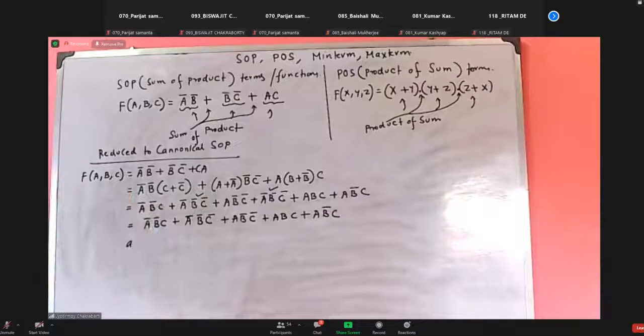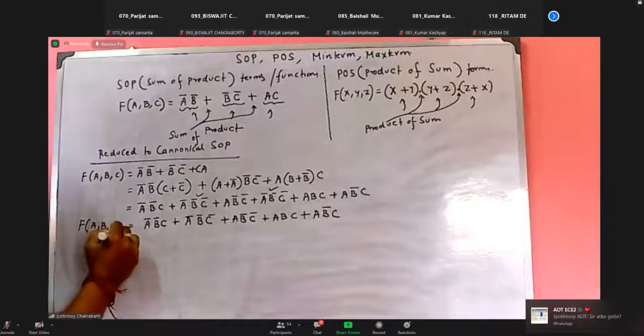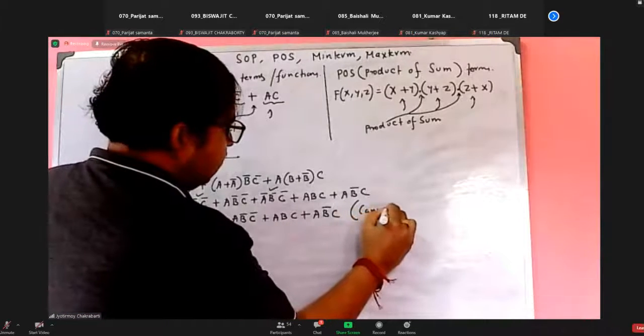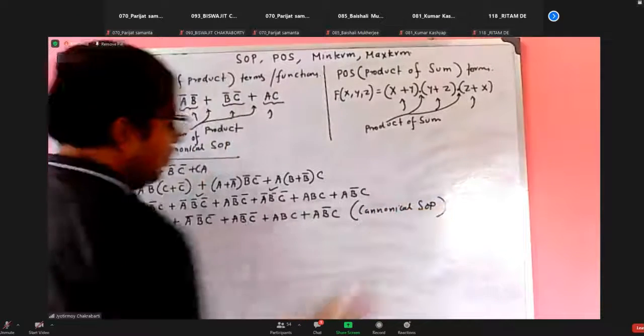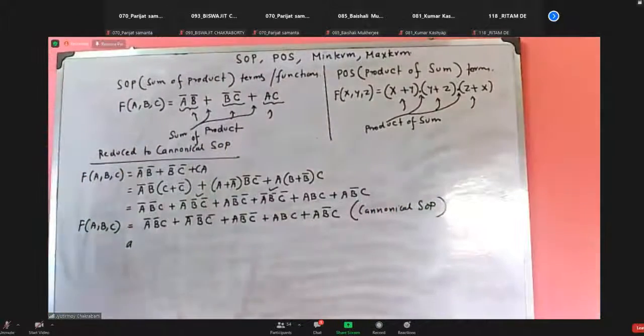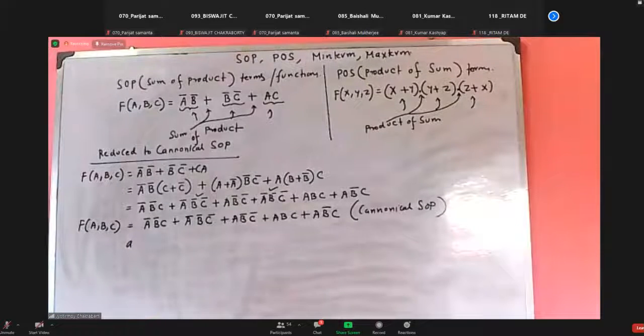So this is the canonical SOP form of the given function.